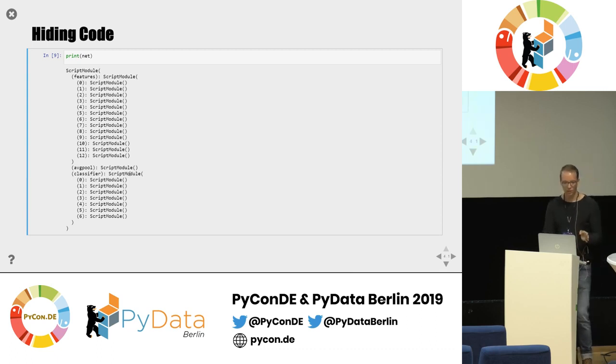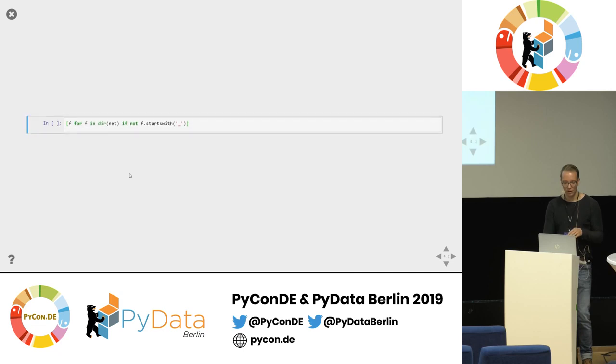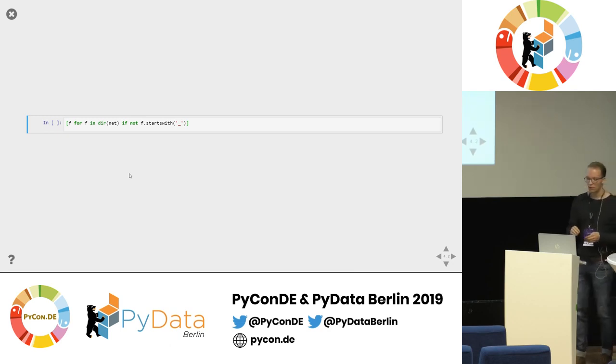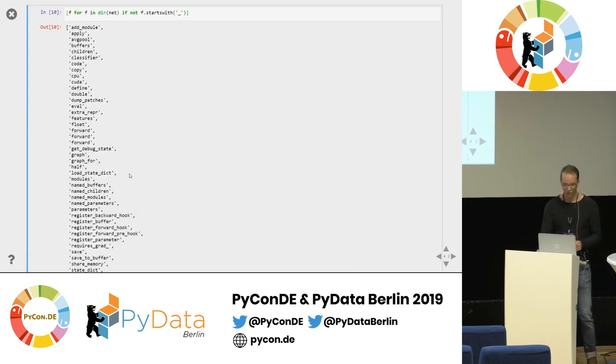But maybe we can go a little bit further, and we'll see what kind of information we can get out of our network. So we are going to have a look at all of the functions that our network module has. And it's a lot, and there are some duplicates, but the most interesting one would be this here, which is called code.